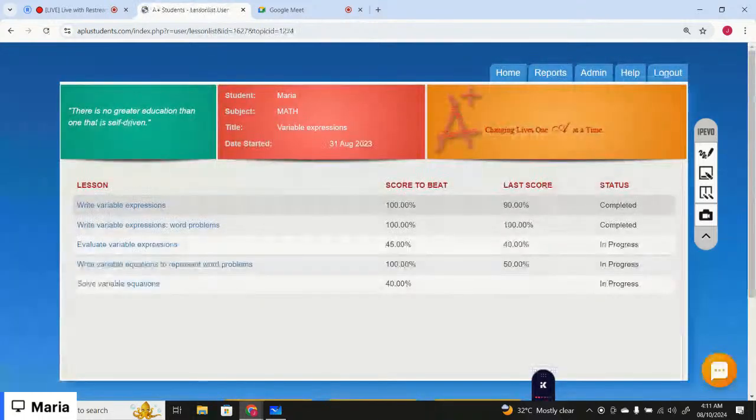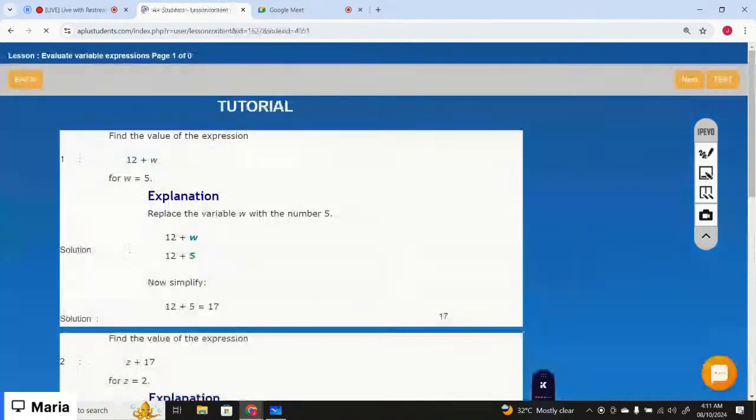The next lesson is write variable expression word problems. So you can do the word problems on your own. The next one is evaluate variable expressions. Option number 1 is the next lesson, evaluate variable expressions.